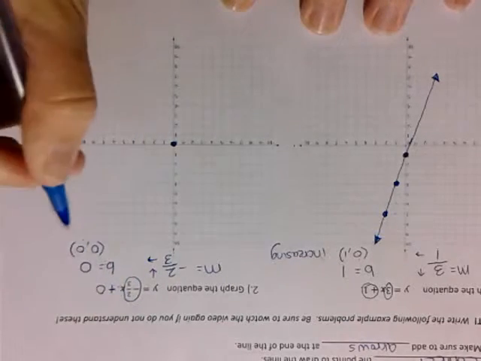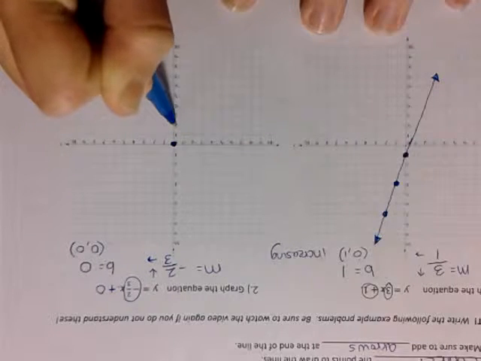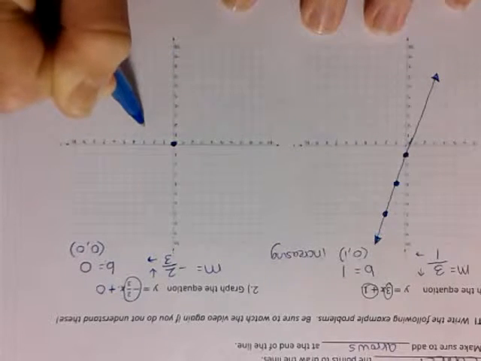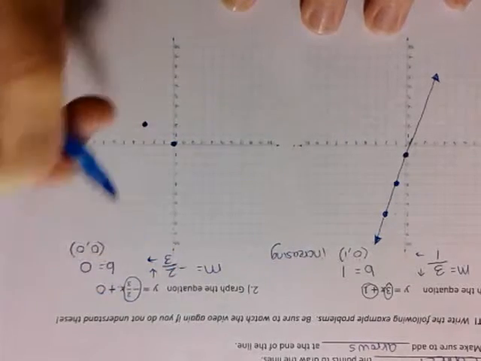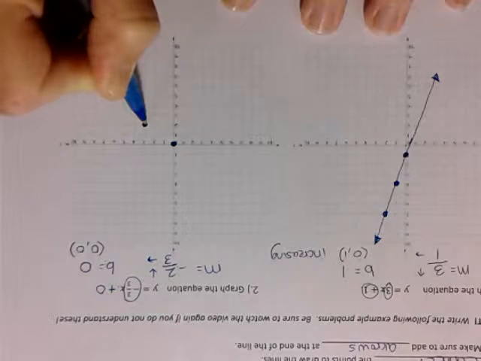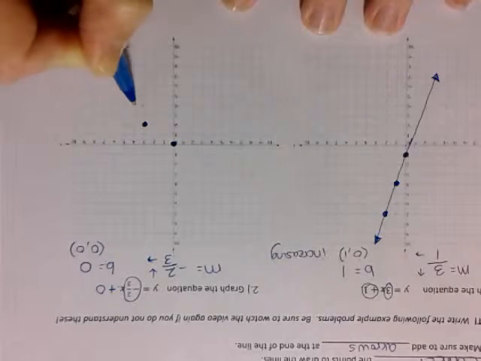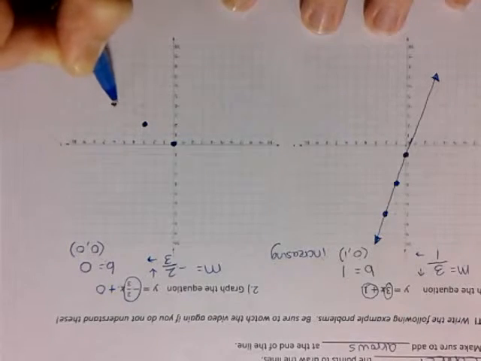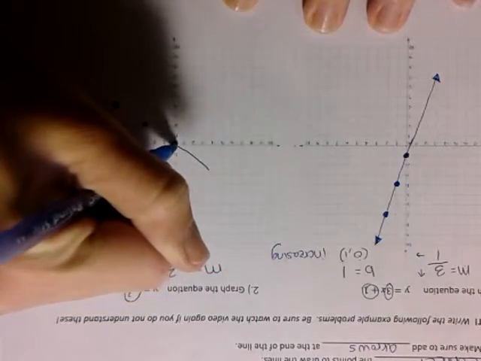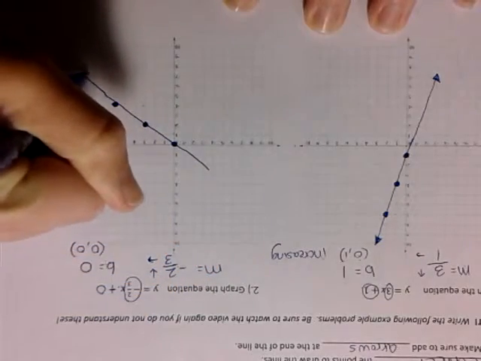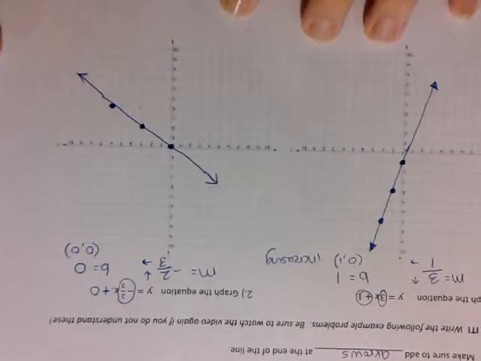So from this point, I'm going to go down 1, 2, and then to the right 1, 2, 3. And then I do the exact same process again using my slope to find the next point. I rise down 2, 1, 2, and I run 3 to the right, 1, 2, 3. Once I have 3 points plotted, I draw a nice straight line through them, and I put arrows on both ends. Now it's time for you to practice.